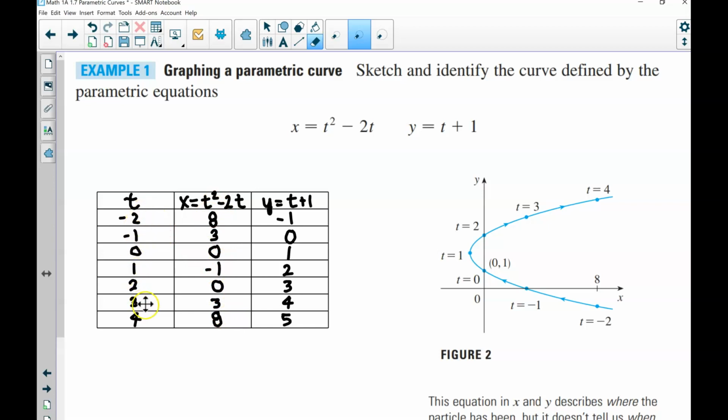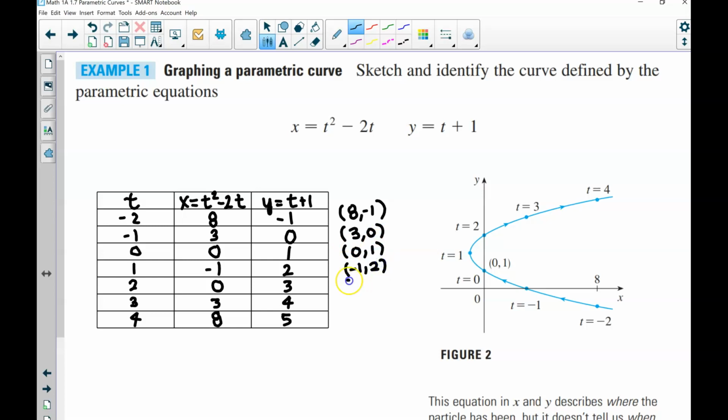Now, again, if we substitute the values of t into the parametric equation for y equals t plus 1, then we get the following results. And what it basically does is set up your ordered pairs. So you have (8, -1), (3, 0), (0, 1), (-1, 2), (0, 3), (3, 4), and then (8, 5).